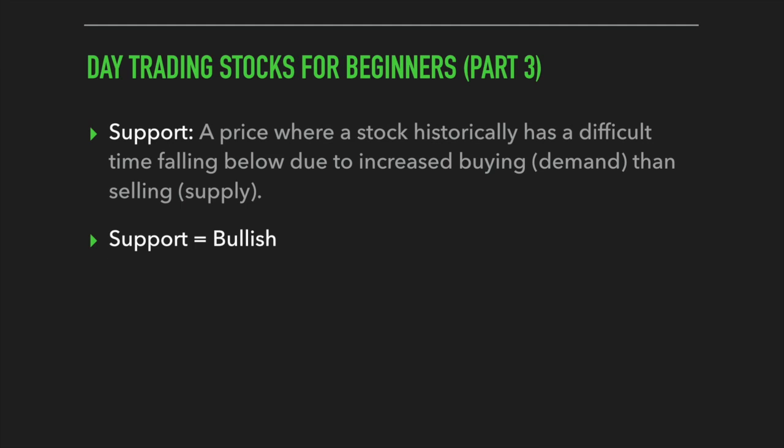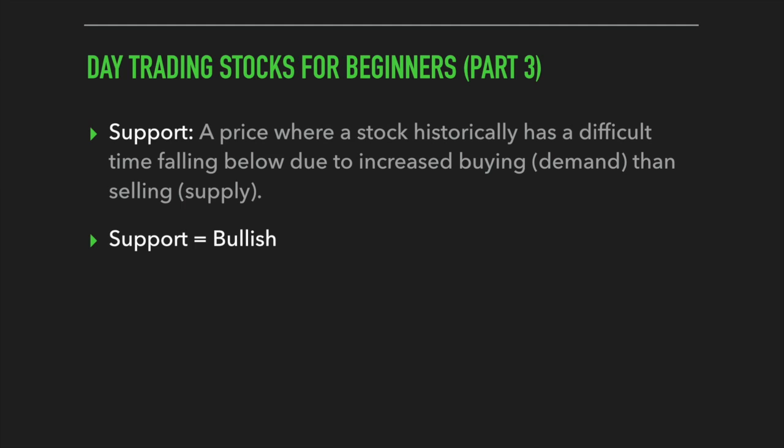Support is a price where a stock historically has a difficult time falling below due to increased buying or demand than selling or supply. And that's something very important to keep in mind. Many people don't really realize that the stock market moves pretty much solely based on supply and demand. A lot of people think that when a company releases some kind of news, if it's a good piece of news, that news is the reason that the price is going up. But really, the direct reason is because of the supply and the demand.